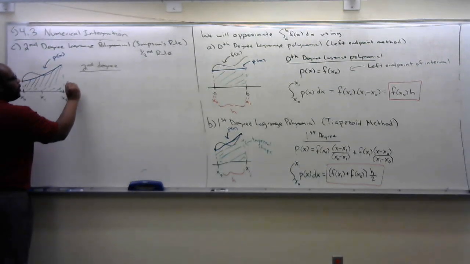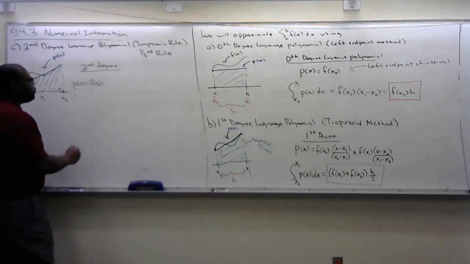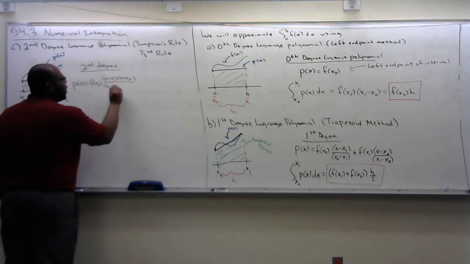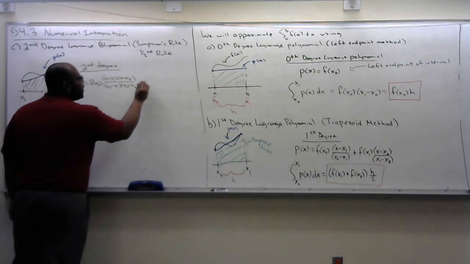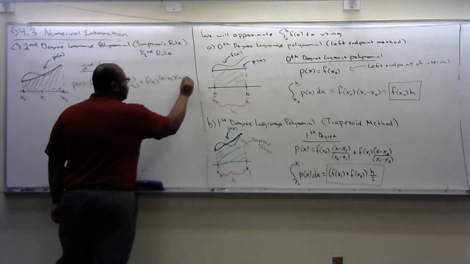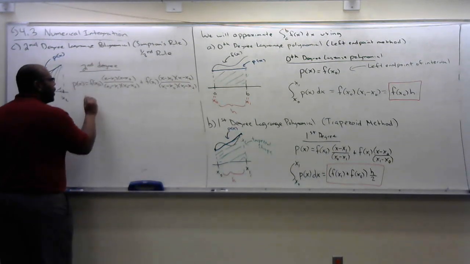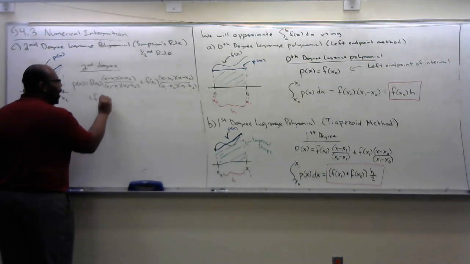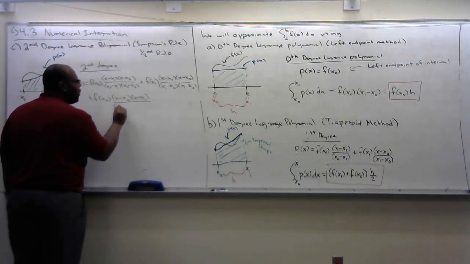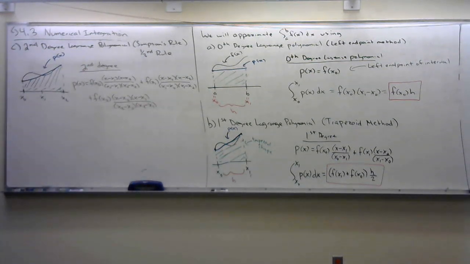So this will be P of x is equal to f of x naught times, in this case we're going to have x minus x1, x minus x2, over x naught minus x1, x naught minus x2, plus f of x1 times x minus x0, x minus x2, divided by x1 minus x0, x1 minus x2, plus our last guy, f of x2 times x minus x naught times x minus x1 all over x2 minus x0, x2 minus x1. Whoa, that's big.